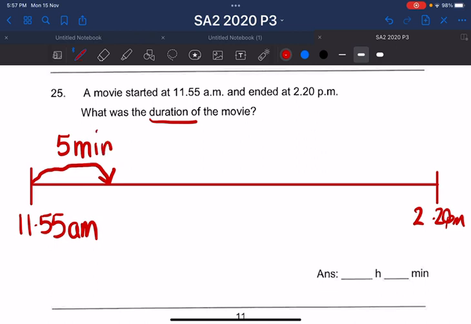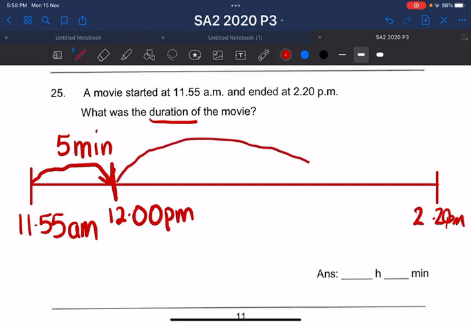Do you know why? Okay, because 55 plus 5 will give me the next hour, which is a very nice bus stop. So this 5 minutes will bring me into 12 o'clock in the afternoon. Very, very nice time. Okay, now if you want to continue skipping, you can skip a little bit further.